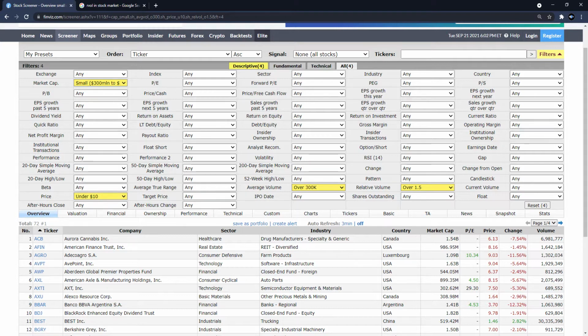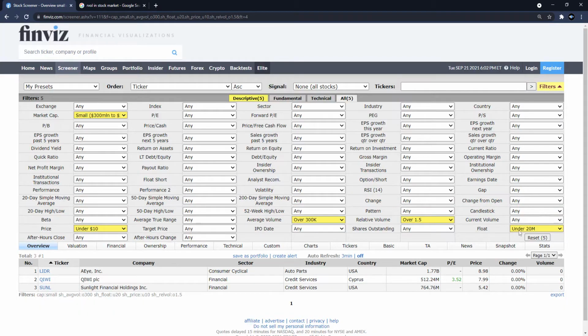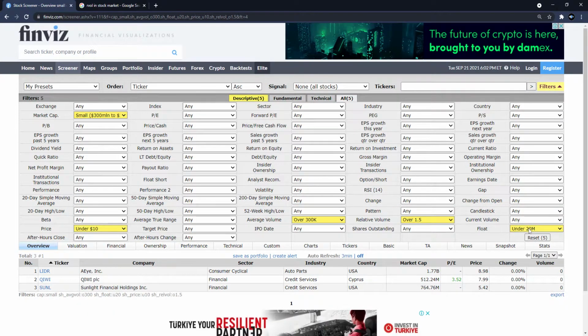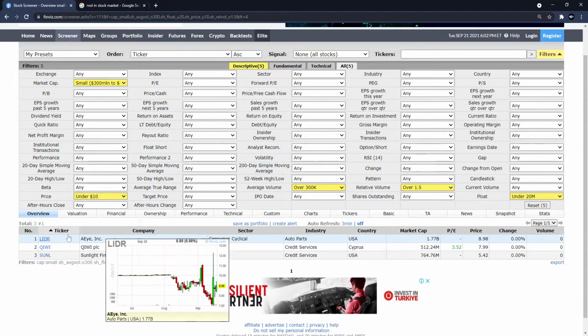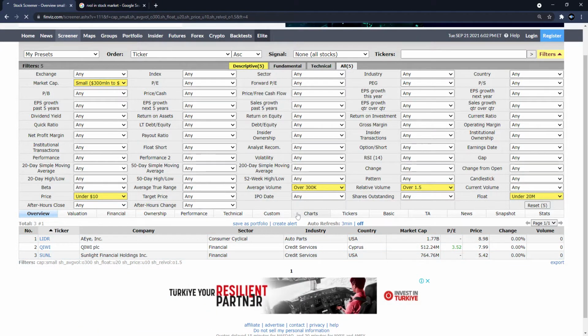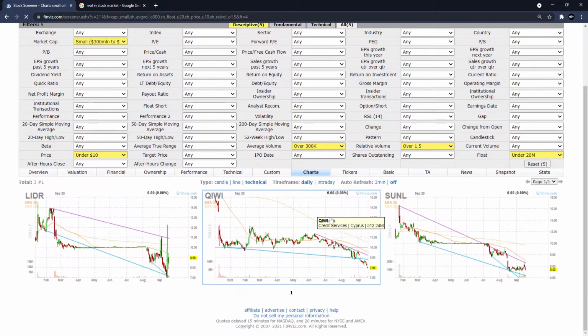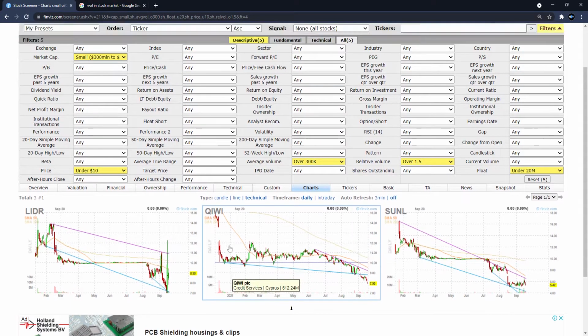So, what amount of shares do we want for a stock to be traded? We just want to fill in under 20 million. Why under 20 million? Because we don't want the number to be too high. With below 20 million shares that can be traded, pretty cool. And as you can see right now, we're only left with three potential stocks that we can then day trade.